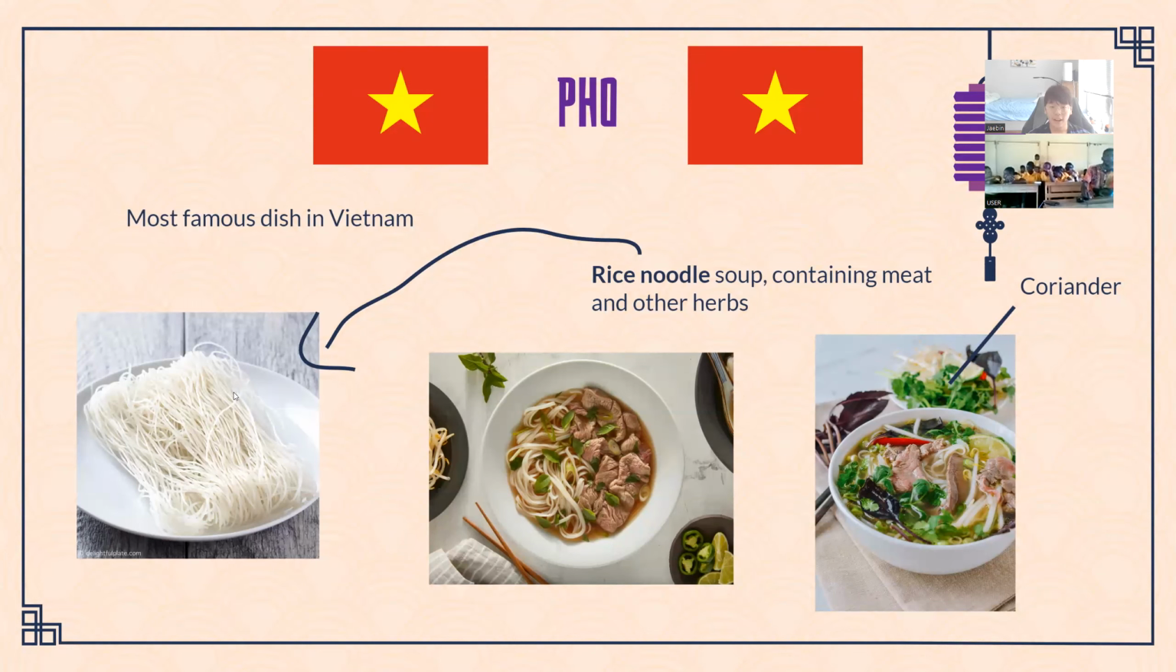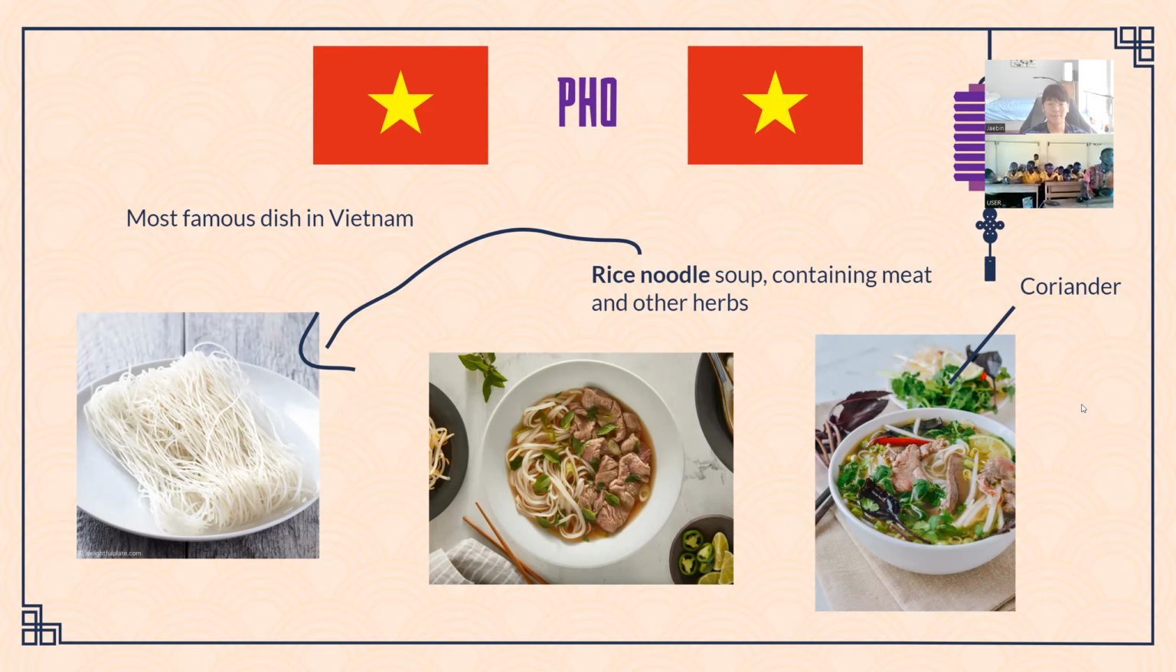And then the picture in the middle is pho, like I talked about before, rice noodle soup. And again, the picture on the right is a different type containing different meats and herbs. A lot of herbs are used, like coriander, and it looks really delicious.